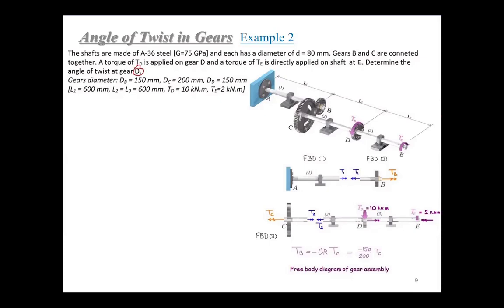We're determining phi D. Gear diameters have been given, so you can calculate the gear ratios. Then the lengths L1, L2, and these two torques have been given. This is just a sequential thing. Let's analyze this. How to determine this phi D?